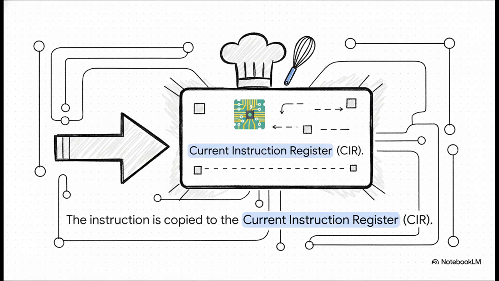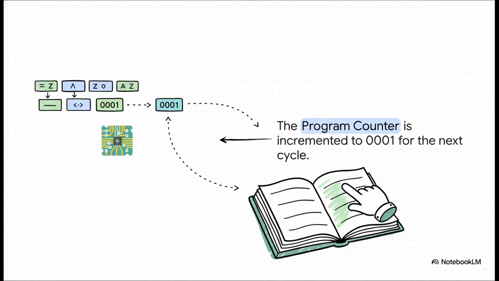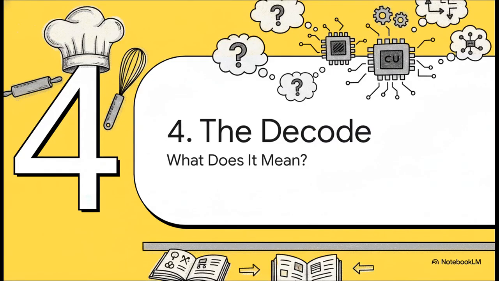We're almost done fetching, and here is the final and maybe the most clever step of the fetch. Before doing anything else, the chef moves their bookmark to the next line in the recipe. The program counter gets updated from 0000 to 0001. Why? This way, the CPU is already prepared for the next cycle before it's even finished with the current one. It's all about efficiency. Okay, so the chef has the line from the recipe sitting on their countertop.